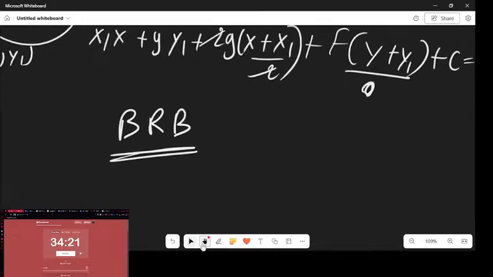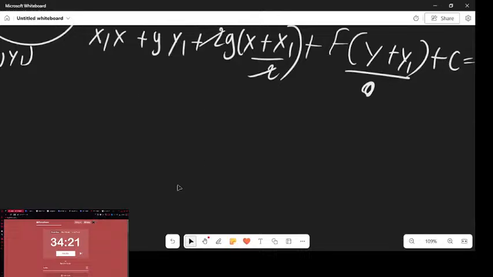Okay, we're back. Where were we? Okay, tangent form. Now, transformation of a general circle to a standard circle.